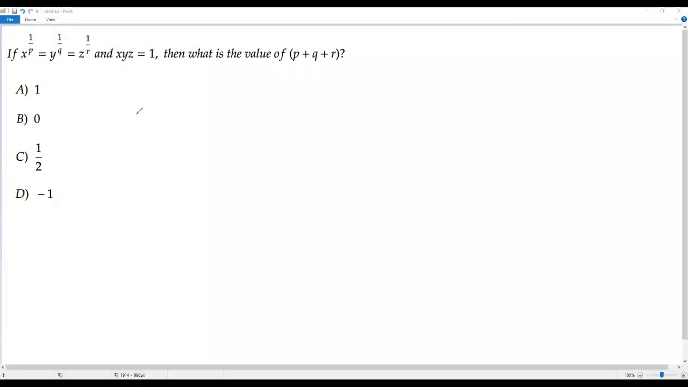Here we have a SAT math problem. Okay, let's go to the question. If x to the power of 1 over p equals y to the power of 1 over q equals z to the power of 1 over r, and xyz equals 1, then what is the value of p plus q plus r?